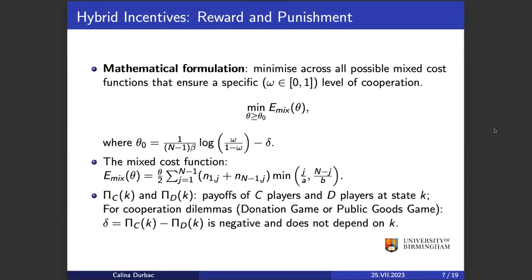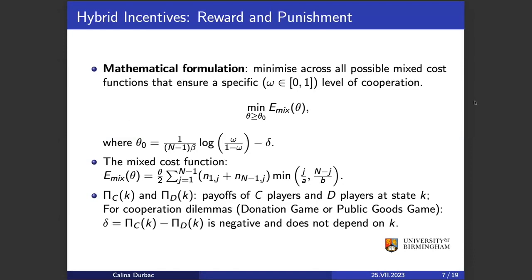The maths formulation: we're minimizing across all possible mixed cost functions that ensure our desired level of cooperation denoted here by little omega, and it's between 0 and 1. And obviously, theta is just the cost per capita, and we would like that to be greater than this value over here, theta 0, which was obtained by just putting a constraint on the level of cooperation.